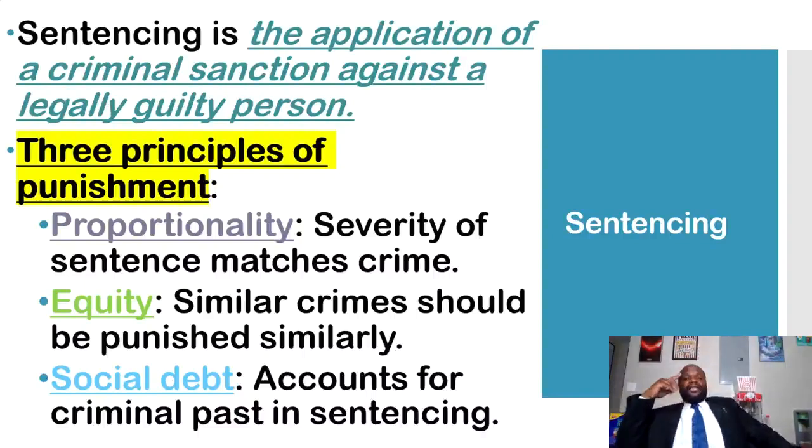When we look at proportionality, the severity of the sentence has to match the crime. When we think about equity, similar crimes should be punished similarly. Think about precedent, what we talked about. And then lastly, social debt. It accounts for a criminal past in sentencing.